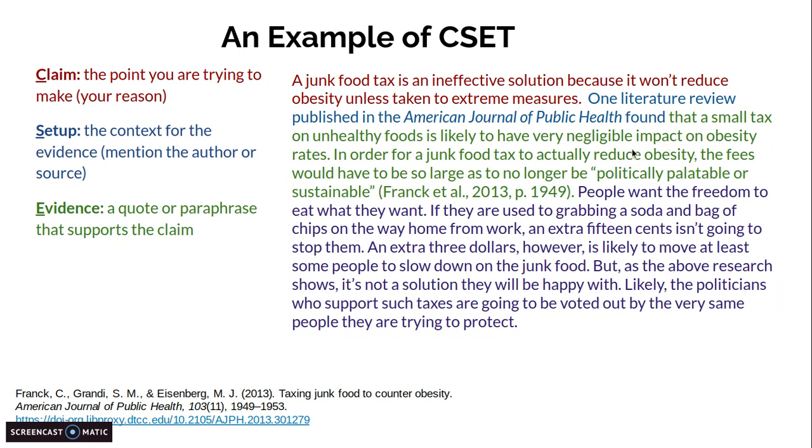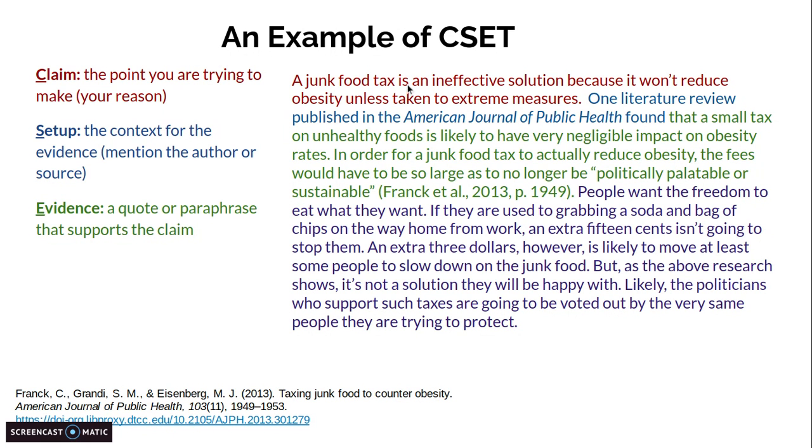In this case, we have a paraphrase with a tiny little quote at the end. So what did this source find? It found that a small tax on unhealthy foods is likely to have a very negligible impact on obesity rates. In order for a junk food tax to actually reduce obesity, the fees would have to be so large as to no longer be politically palatable or sustainable. So notice how the evidence does directly support the claim. The claim is that the tax won't work unless it's taken to extreme measures, and our evidence is telling us that a small tax is likely to have small impact, and in order for a tax to actually work, it'd have to be unsustainable, basically.